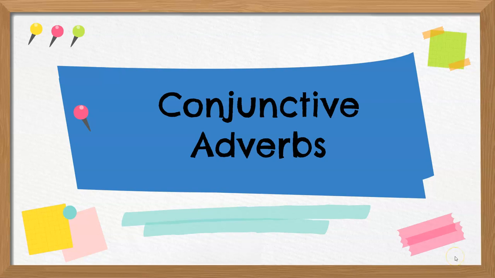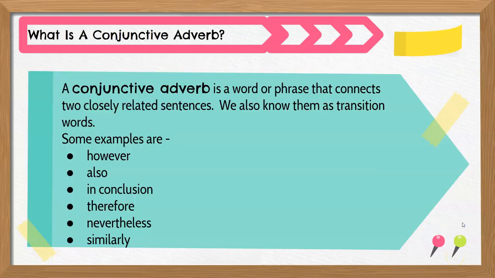Conjunctive adverbs. What is a conjunctive adverb? A conjunctive adverb is a word or phrase that connects two closely related sentences. We also know them as transition words. Some common examples are however, also, in conclusion, therefore, nevertheless, and similarly.